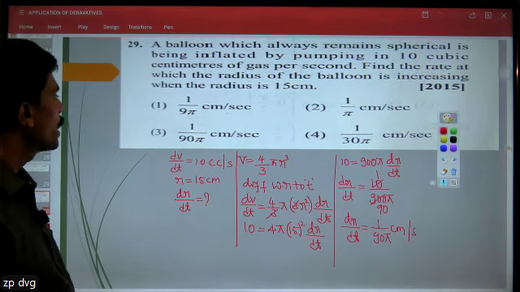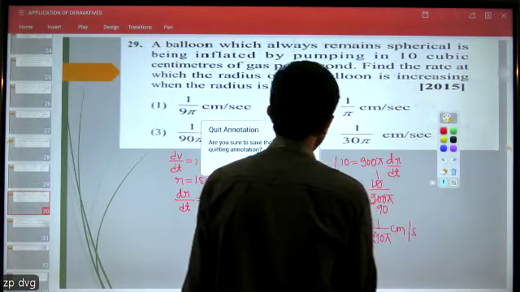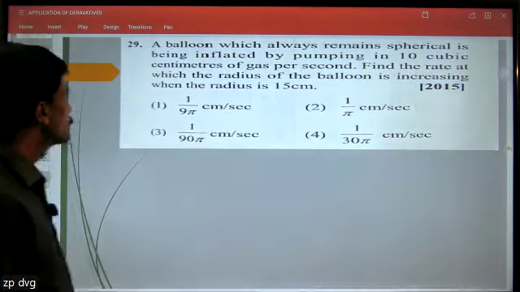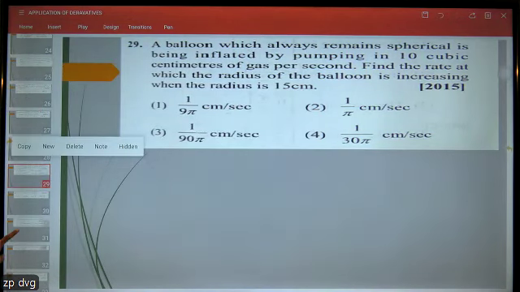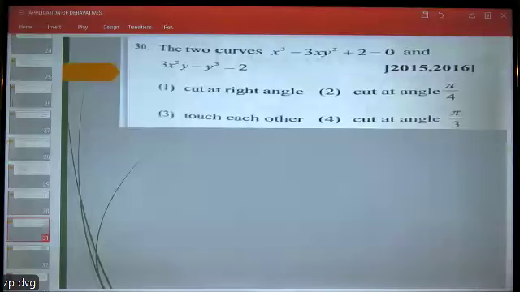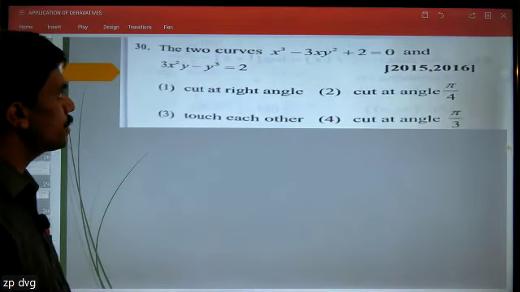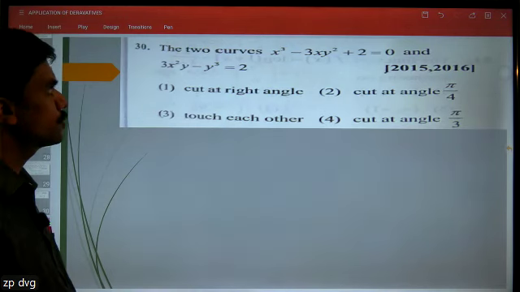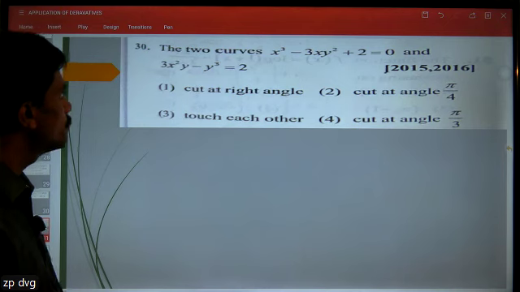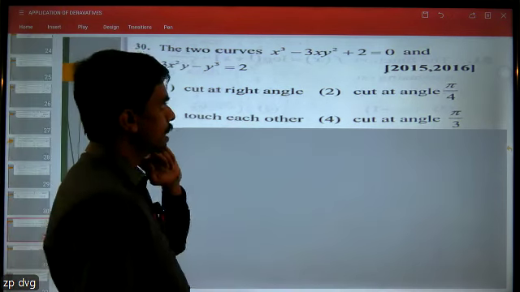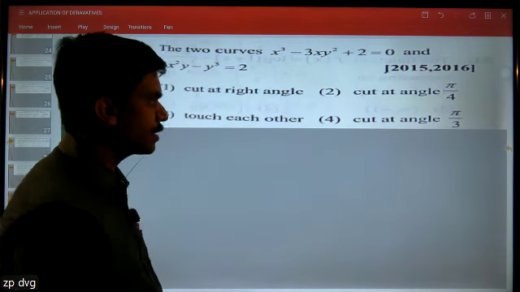Okay. Next, question number 30. The two curves x cube minus 3x square plus 3xy square plus 2 equal to 0 and 3x square minus y cube equal to 2 are cut at right angle, cut at an angle of pi by 4, touch each other, cut an angle pi by 3.